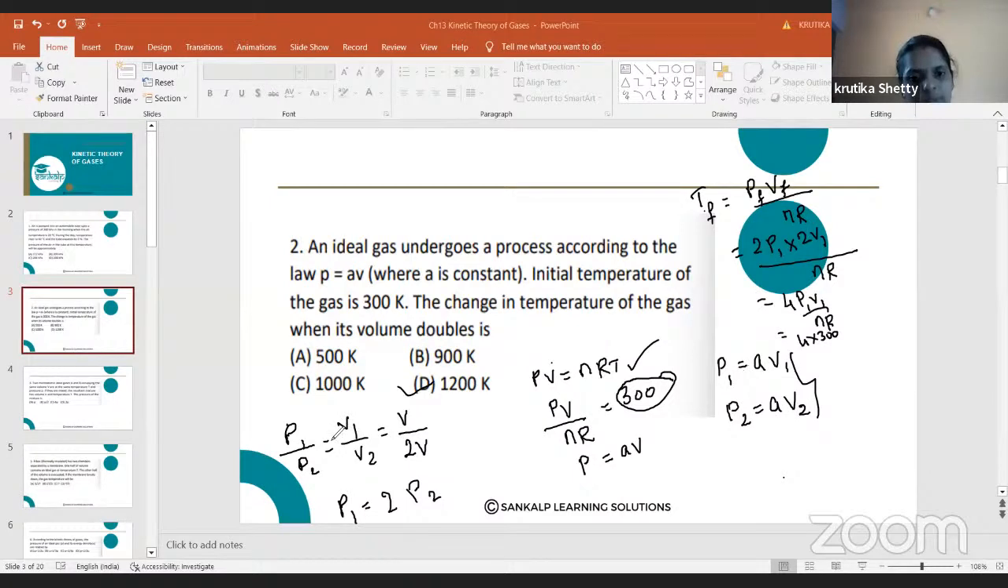So according to this, if I take the ratio of these two, we will get P1 by P2 is equal to V1 by V2. In the question they have said the volume doubles, and they have asked for the change in temperature. So V by 2V, the V's cancel. Therefore P1 is equal to 2P2, right? So according to the equation here, you can substitute the final temperature. You can simplify it as 4 into 300. Yes. Option D, that is 1200. If it is clear, we will go for the next question.